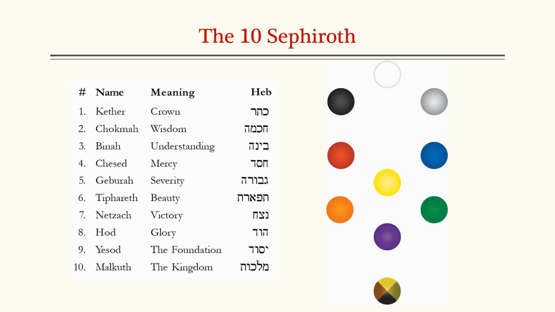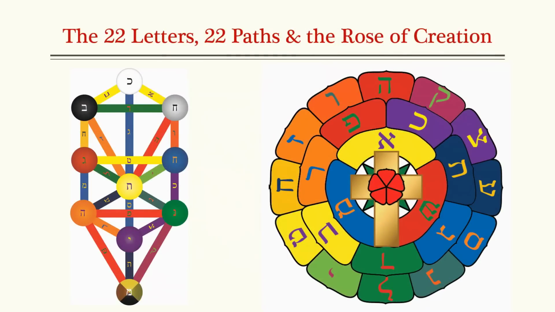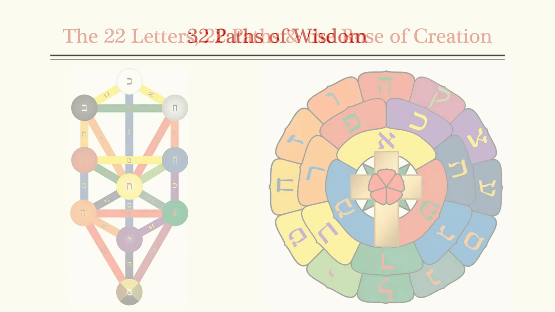And through these 10 Sephiroth, together with the 22 paths, we can basically classify and categorize all realms of existence. We covered the 22 letters, their corresponding 22 paths that connect the Sephiroth, or the vessels, the spheres, as well as went in depth into their attributions on the Rose of Creation. Namely, well, we'll get to that in a moment. The Rose of Creation is on the right, the Tree of Life on the left with the 22 paths.